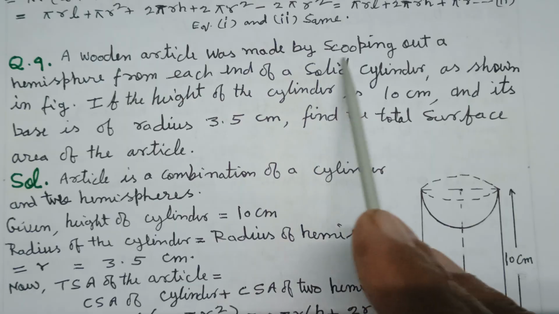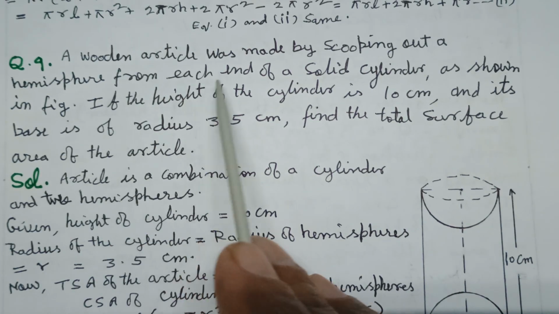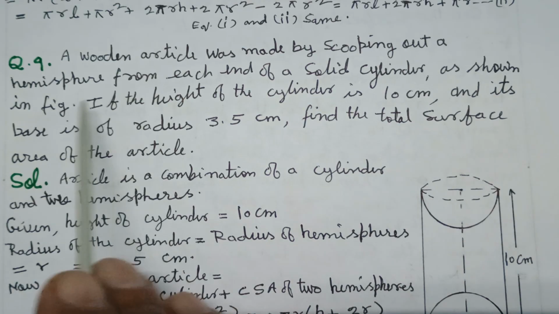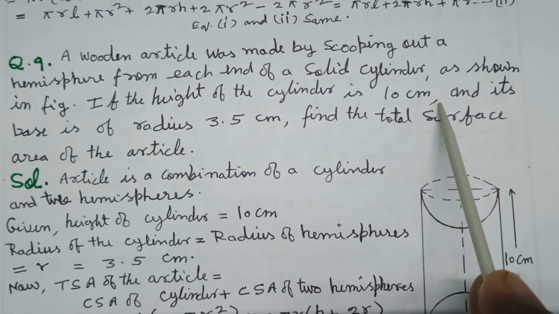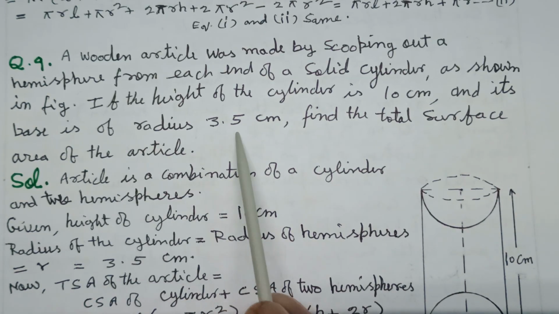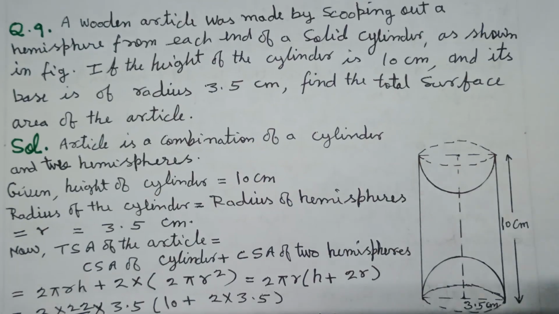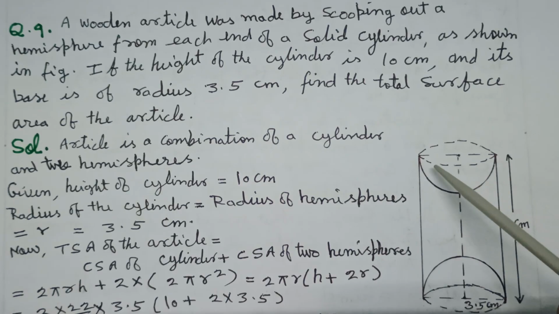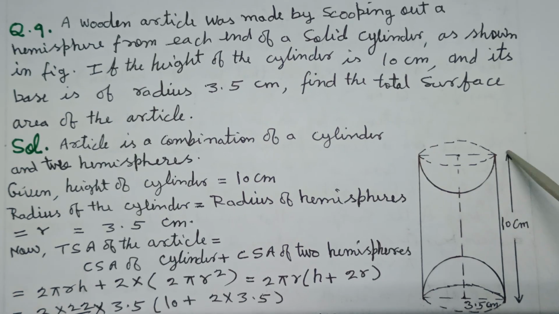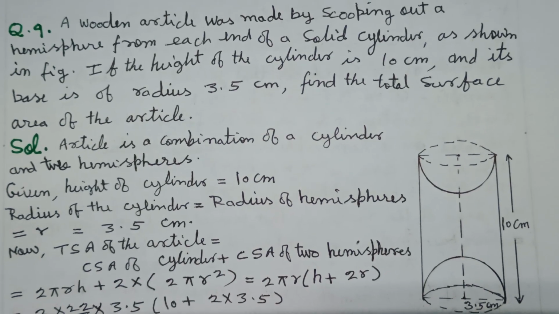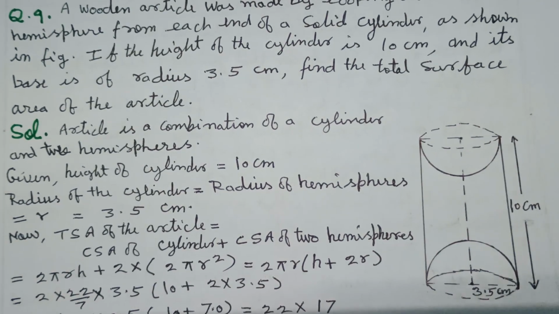A wooden article was made by scooping out a hemisphere from each end of a solid cylinder as shown in the figure. If the height of the cylinder is 10 centimeter and its base is of radius 3.5 centimeter, find the total surface area of the article. So the article is like this. First, this is the wooden cylinder. Then we have scooped out, cut out, or removed this portion and made this hemisphere on this one end and also on the other end.